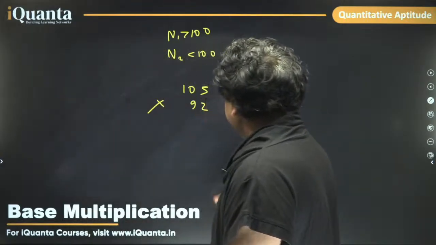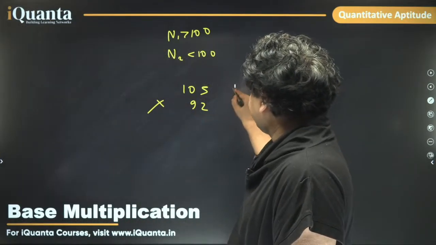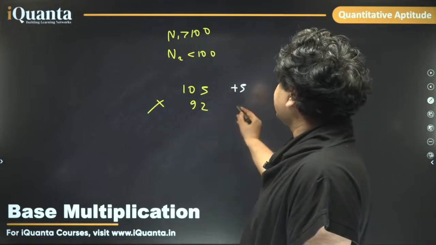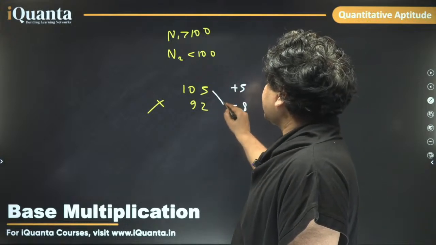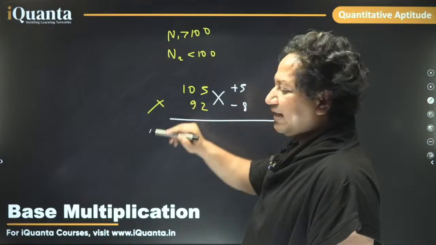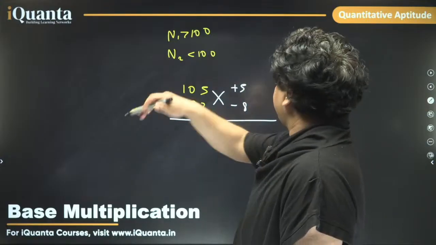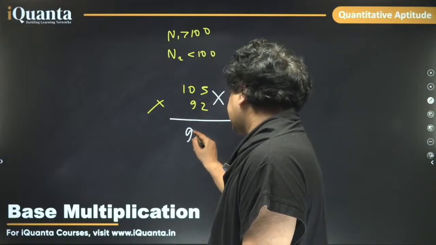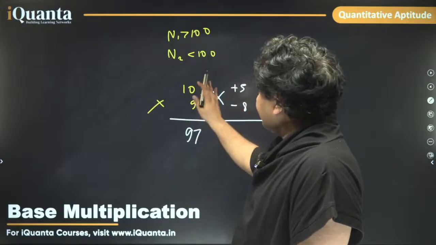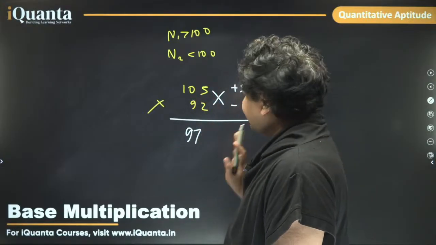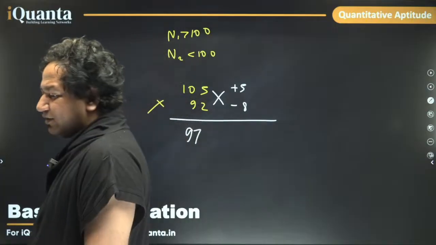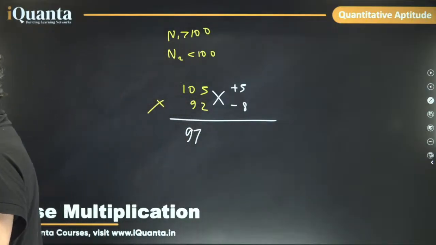So if I take this is more than like 5 more, this is 8 less. If you do it in crosswise fashion, you either add 5 to 92 or subtract 8 from 105, you will get 97 in both the cases. That is there. Base is 100, no need to multiply it by anything. Now the problem here is 5 into 8. What is that? 5 into 8.